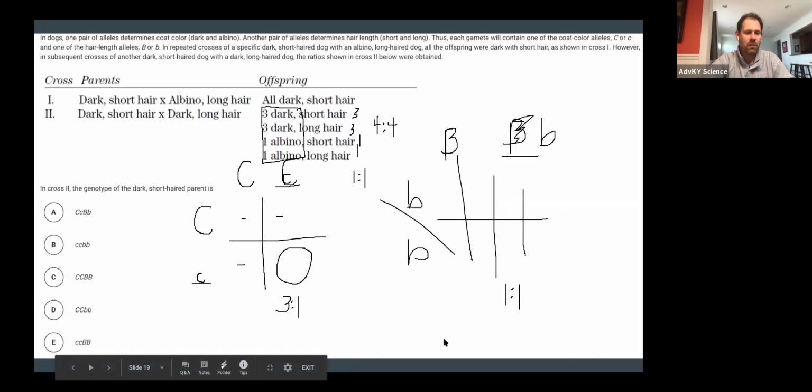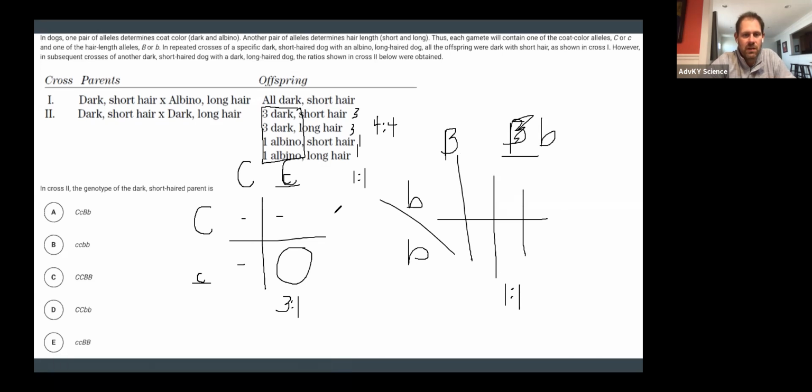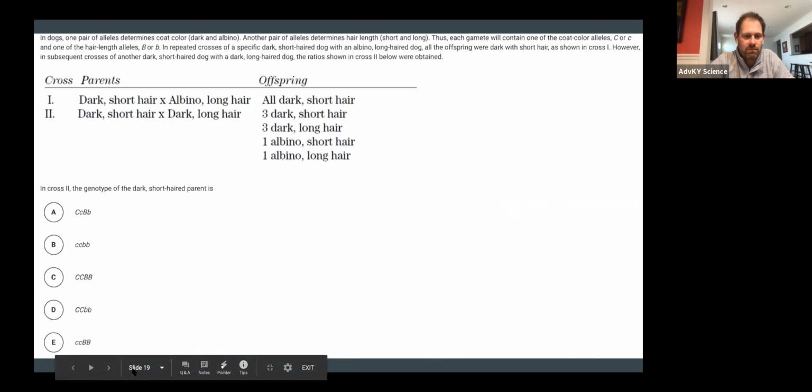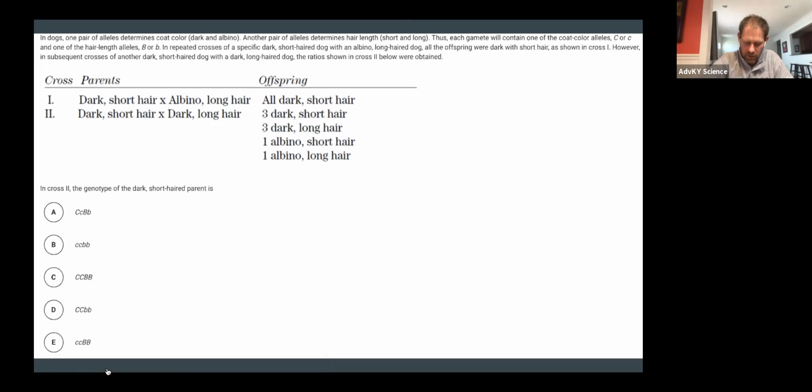So you've got to understand ratios, and sometimes the easiest thing to do, instead of working your way out through a dihybrid Punnett square, is to make 2 monohybrids. And I know the question didn't ask you about anything over here, but I just kind of added that, okay? So let's move along. All right, so another question.